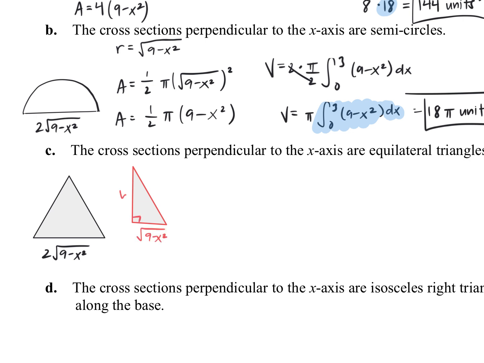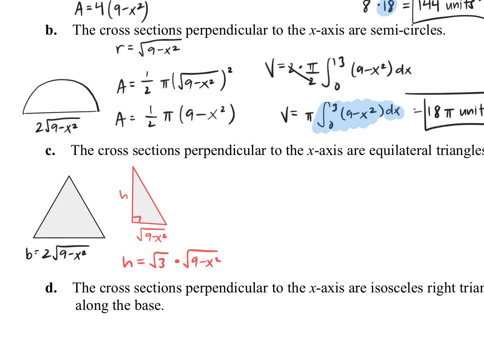And then what's my height going to equal here? What am I going to multiply that square root of 9 minus x squared by? Square root of what? 3. So my height is the square root of 3 times the square root of 9 minus x squared. My base is this 2 times the square root of 9 minus x squared.